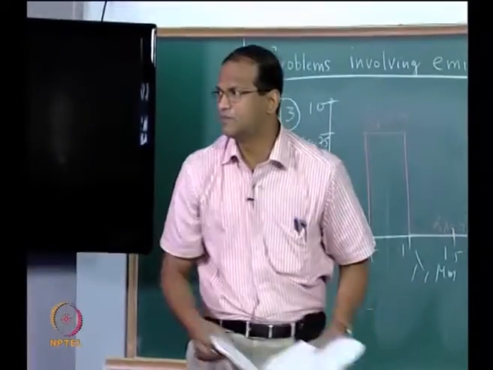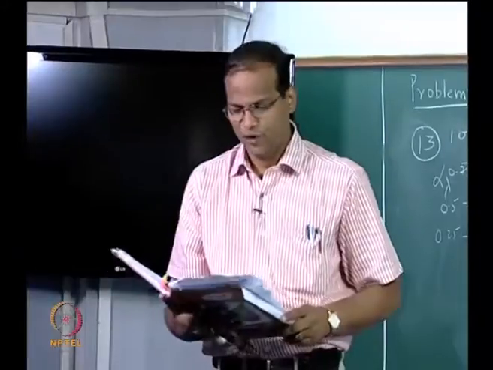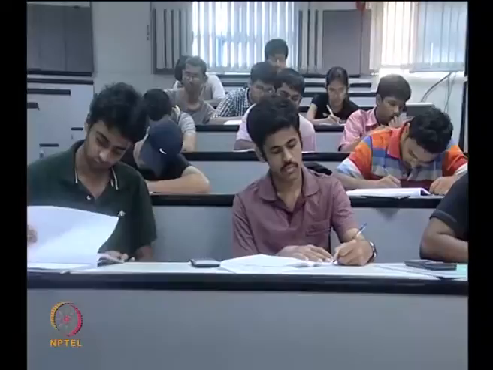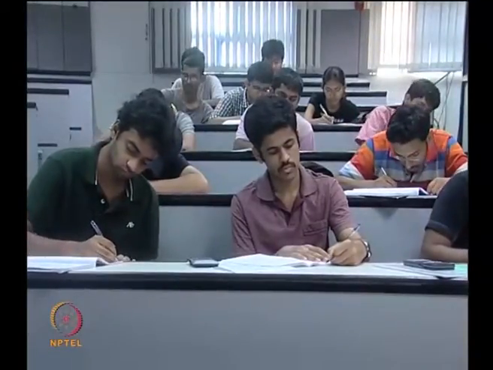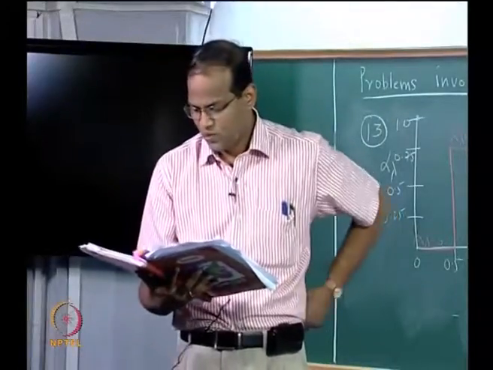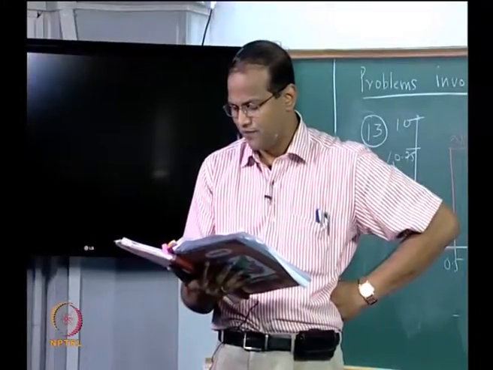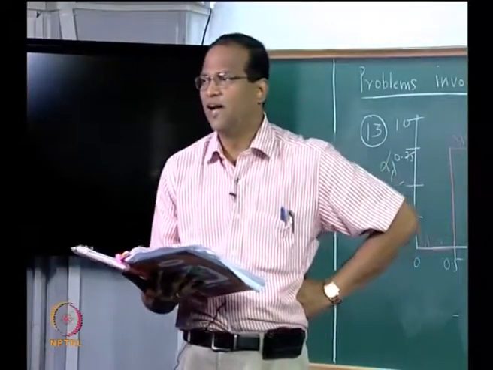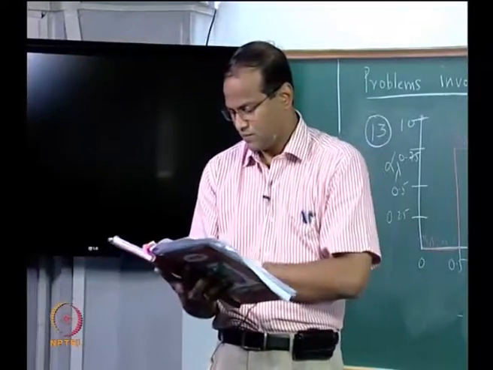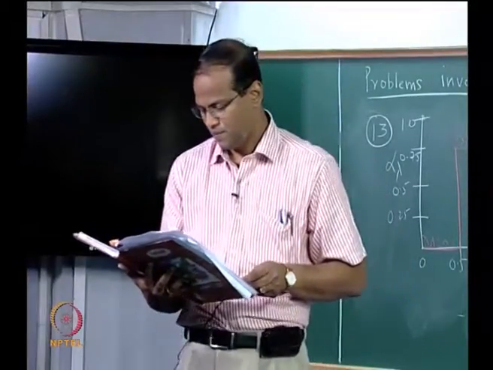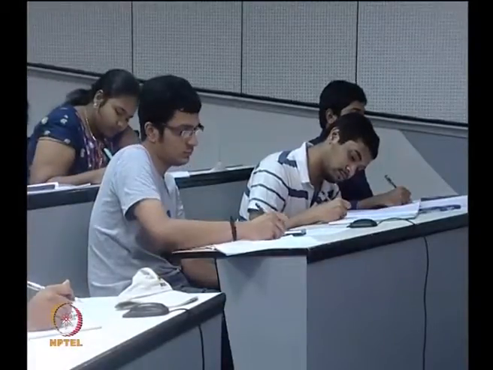Now problem number 14. Solar flux of 950 watts per meter square is incident on the top surface of a plate whose solar absorptivity is 0.9 and emissivity equal to 0.1.